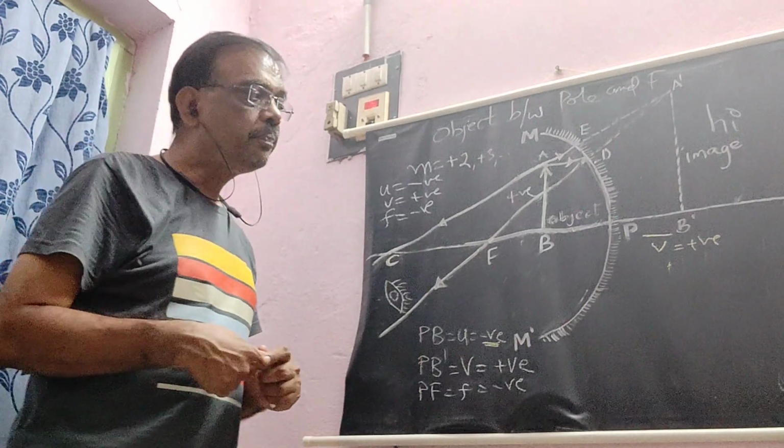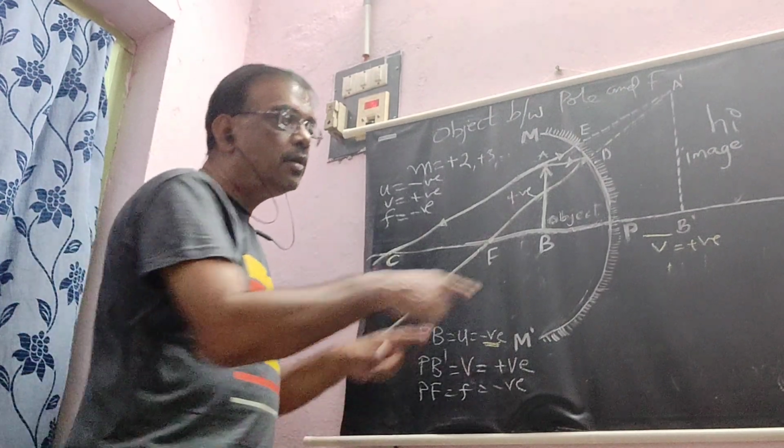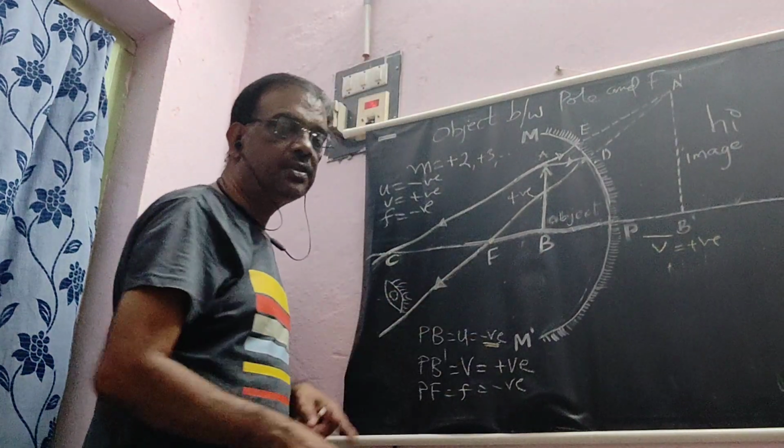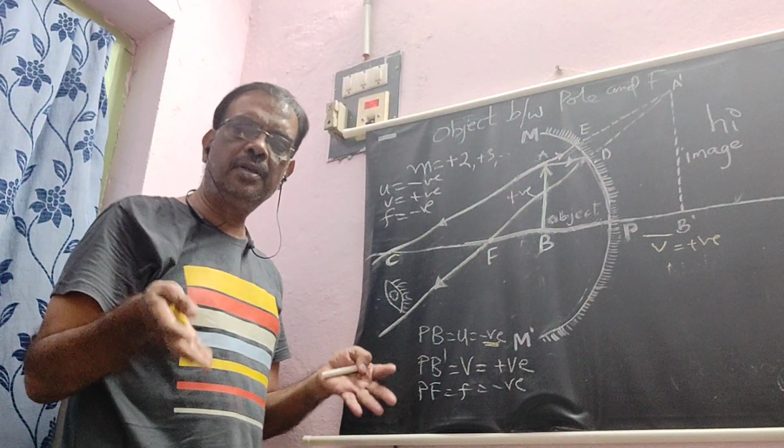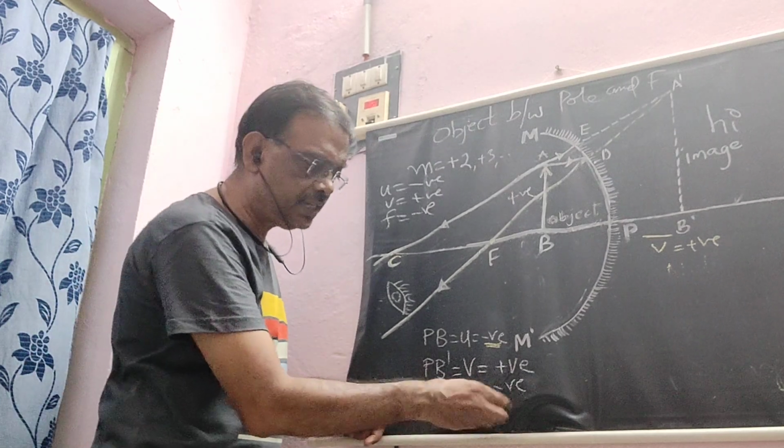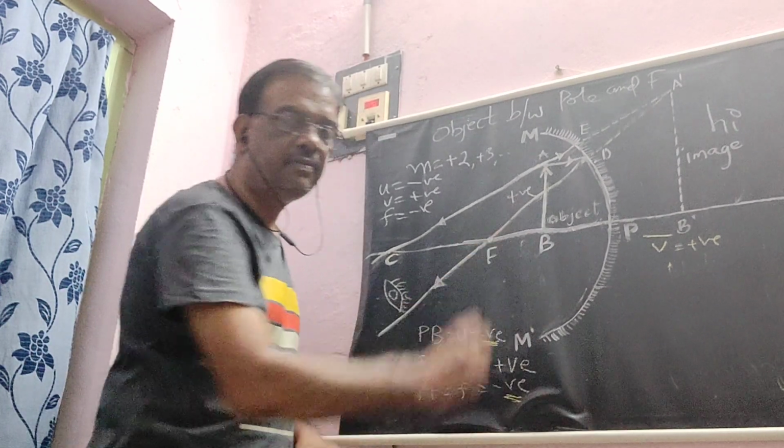Okay, Rajendra? Now, next one, focal length. Distance measured from pole to focus is focal length. It lies in front of the mirror. Focal length of concave mirror is always negative. So that's why focal length is negative.